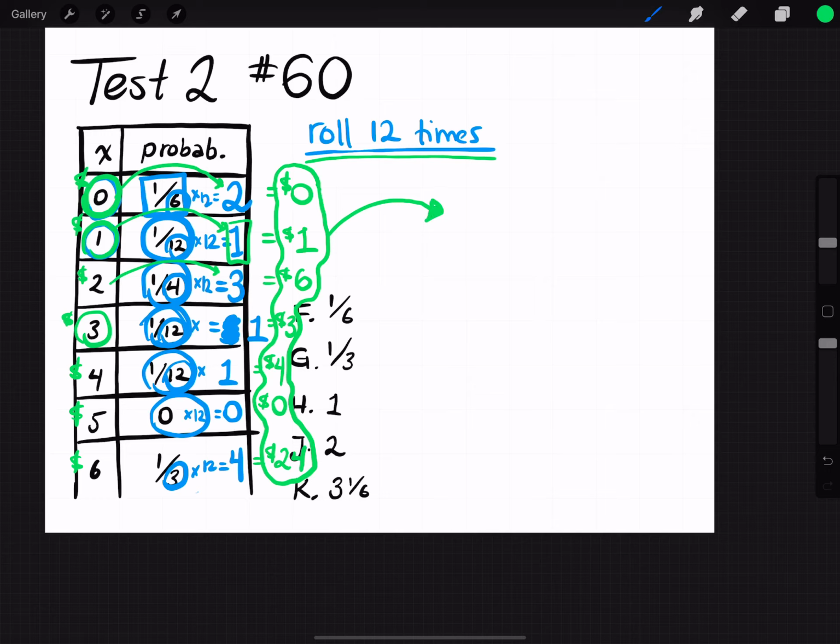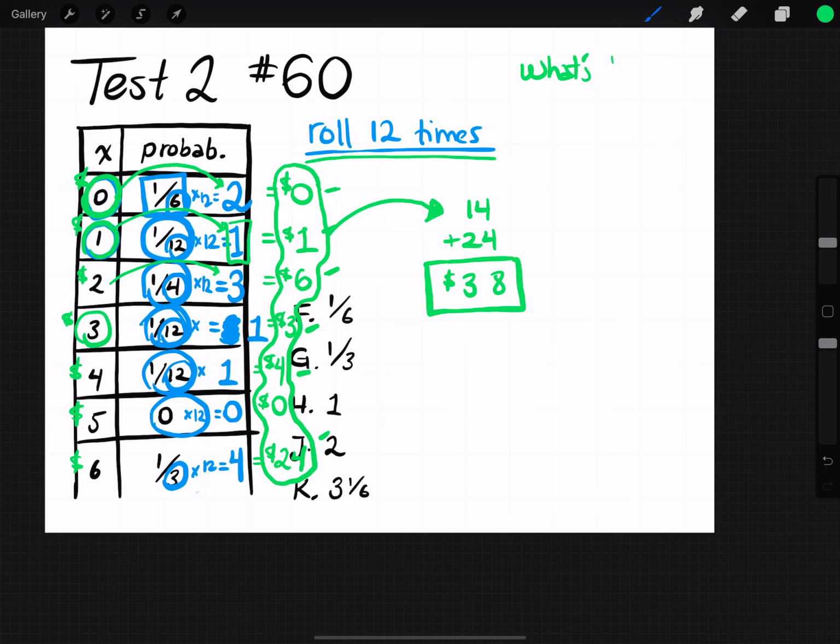Okay, so we have 0 plus 1 is 1, plus 6 is 7, plus 3 is 10, plus 4 is 14, 14 plus 24. I should be able to do that in my head. Yes, I agree. Equals 38. So you make $38 out of all of that. That's if you rolled it 12 times. So what is basically the average amount you could expect from rolling it just once? This question is basically asking that.